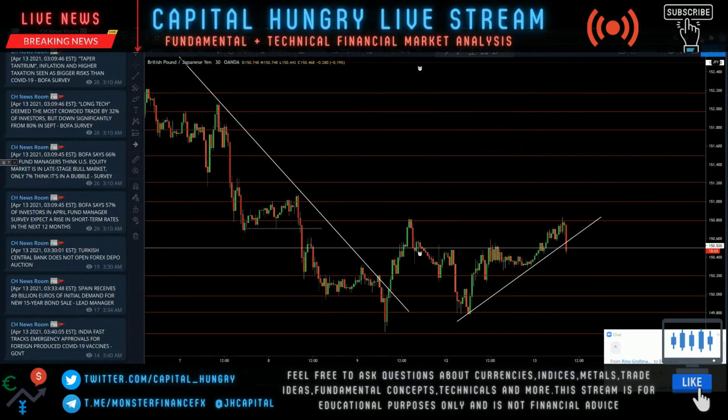Alright, GJ. We didn't break above 150.8. We didn't break this previous rejection point. We didn't break this price sensitivity area. But I'm not looking to sell GJ because I feel like we could get an aggressive bounce in this area and come above 150.5 again.